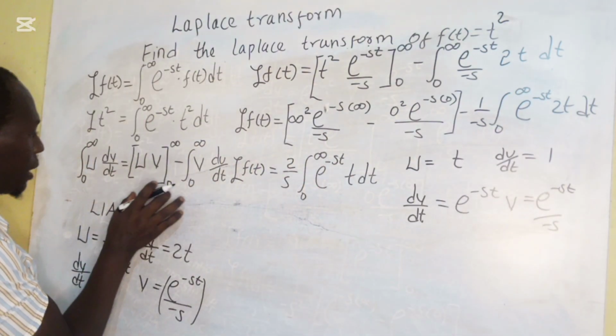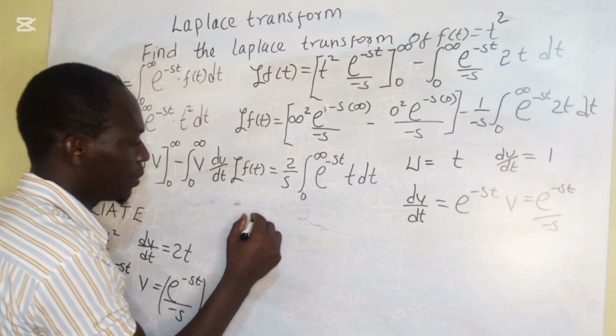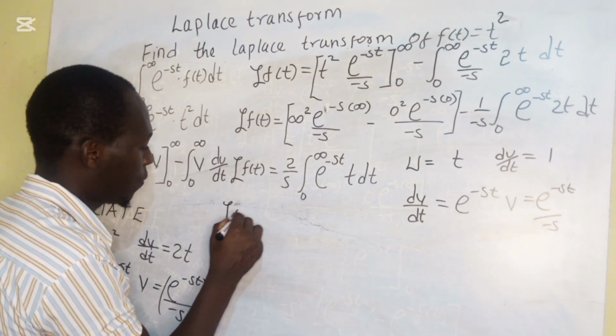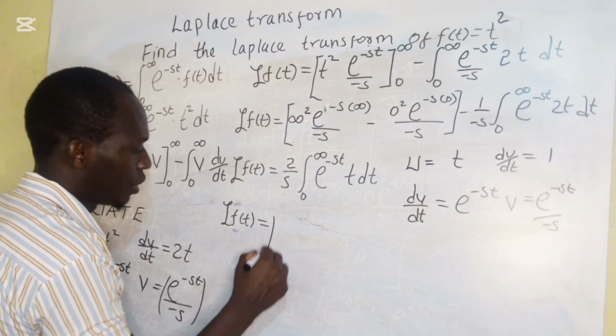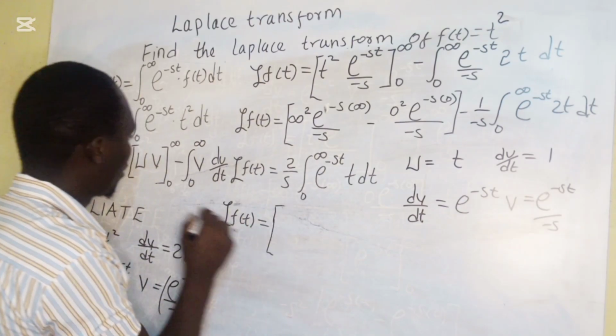Let us now get back into our formula, whereby we say that the Laplace transform of our function f of t is going to be equal to u.